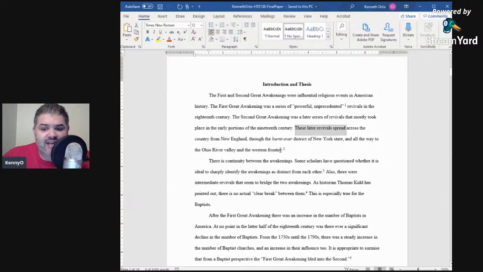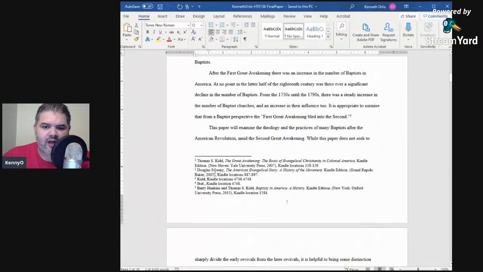The reason why I have a citation here is that this is a statement of history, but it's using a term called the burnt over district. And this is kind of like a euphemism or a nickname. So I don't want to use that terminology without citing someone else, a scholar who used that terminology. So here, as you see, my second footnote, Douglas Sweeney, who's a world-renowned scholar, used that terminology, burnt over district, here in his book, right? And here's the pages where he talks about that.